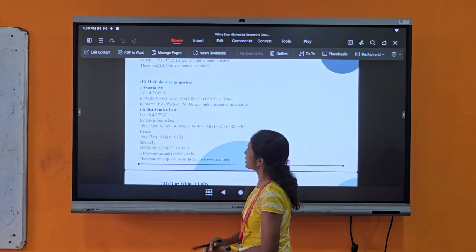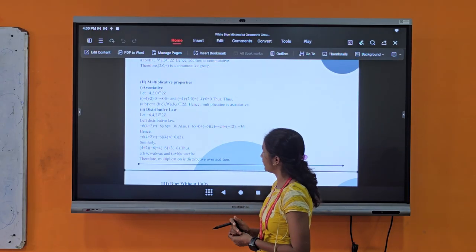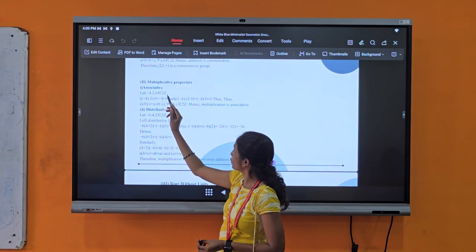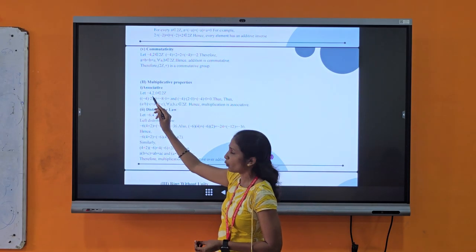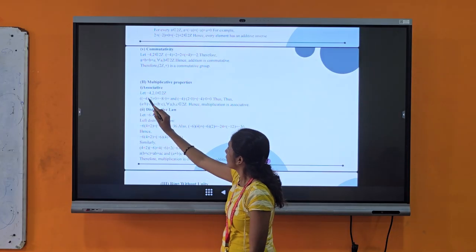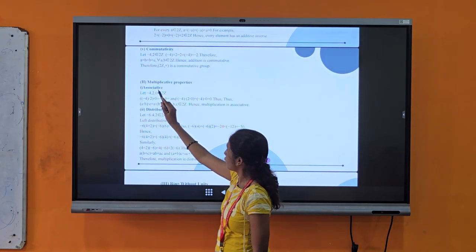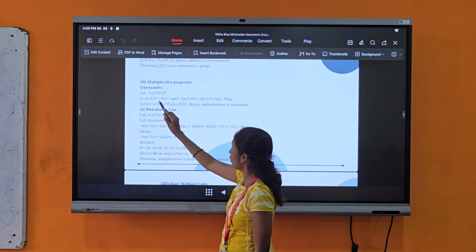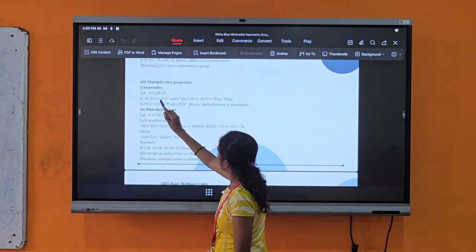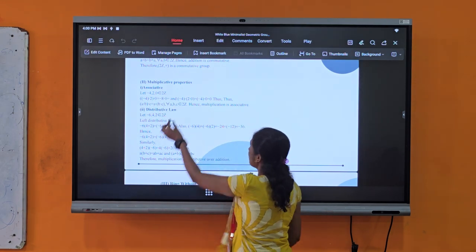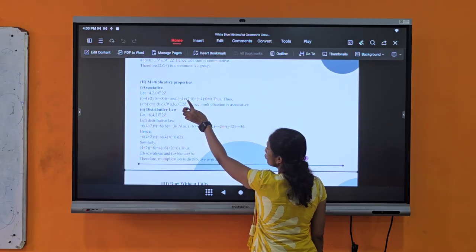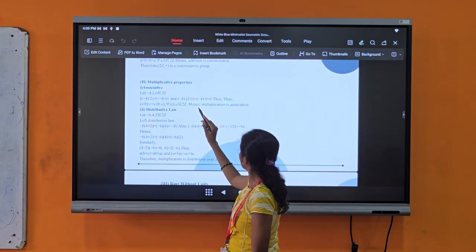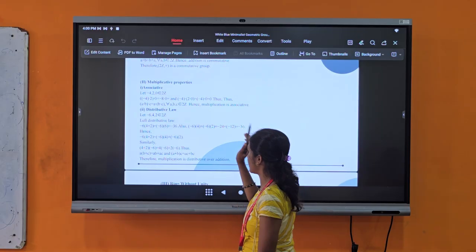First property is associativity. Take three elements from the set 2Z, that is minus 4, 2 and 0, and by the property of associativity, (minus 4 into 2) into 0 we will get 0, and minus 4 into (2 into 0) we will get 0. So here multiplication is associative.